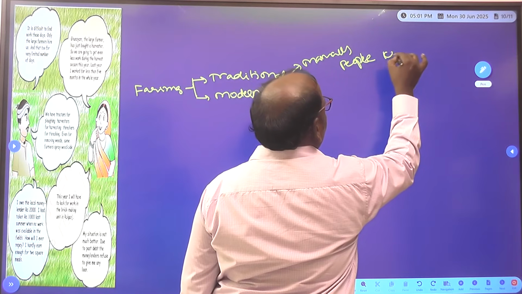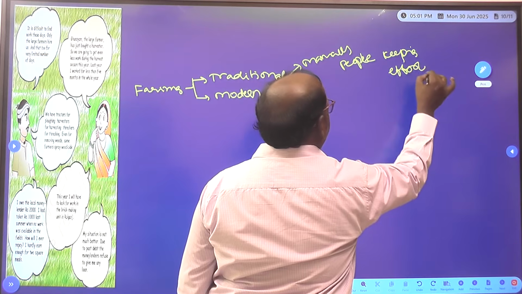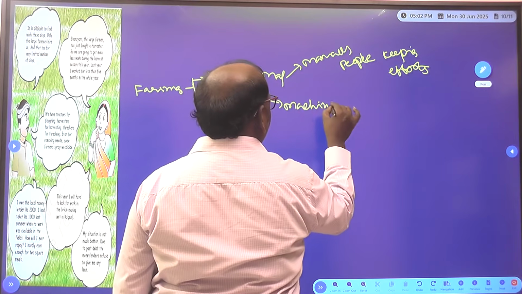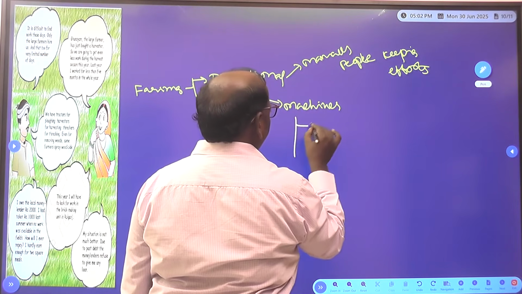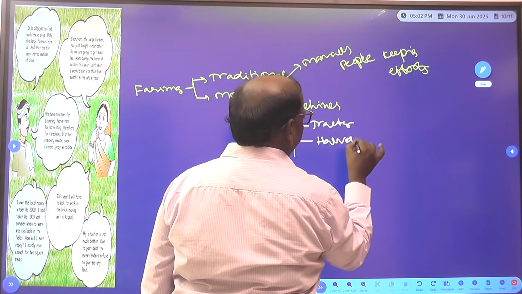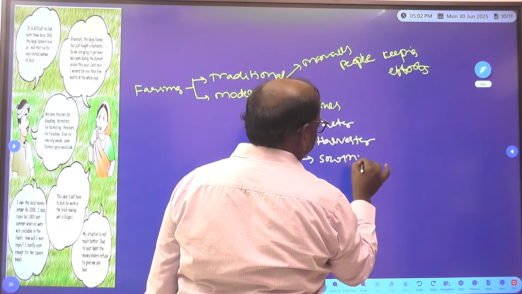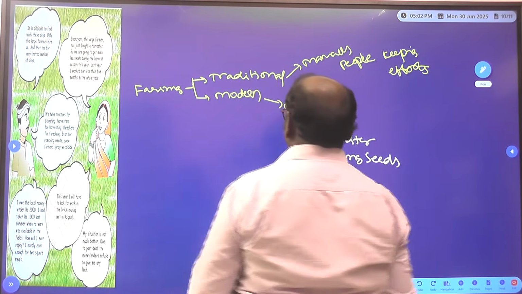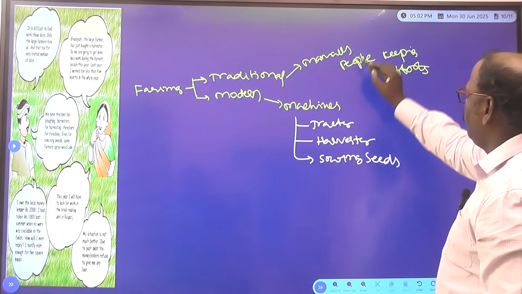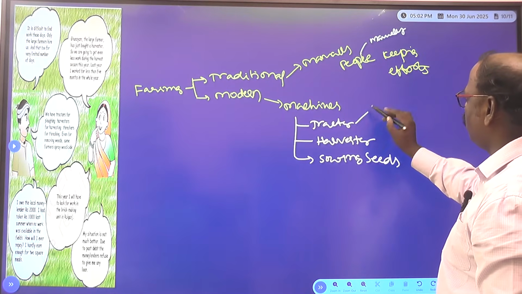People are putting their efforts. If you check the modern way, all machines are there. So this is like a tractor, harvester, sowing seeds. So before modern farming came into the picture, people were doing it manually. Now people are doing it through the tractor.